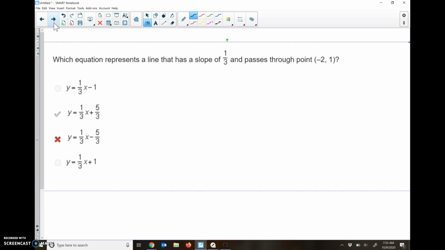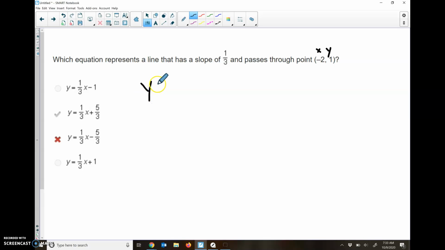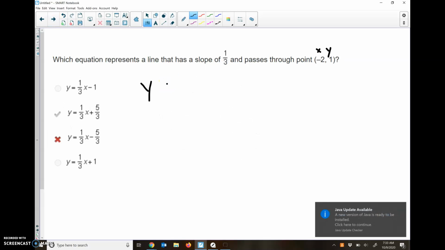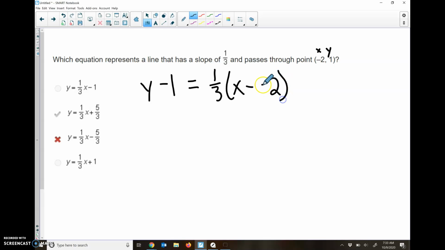This one's a little different. It tells us the slope of the line is 1/3, and then it gives us an x and a y. So I'm actually going to have to write out the equation, because it doesn't give me the equation like back here. This one is just one step harder. So I'm going to put y minus 1 equals 1/3 times (x minus -2), which really turns into x plus 2. Otherwise, now it's exactly the same thing as what we just did.